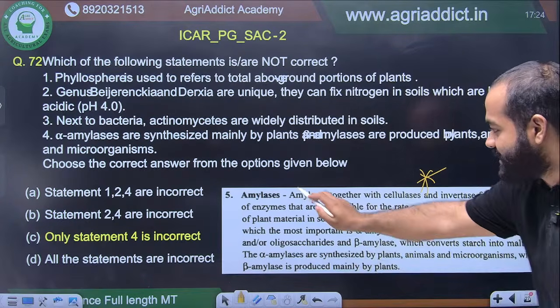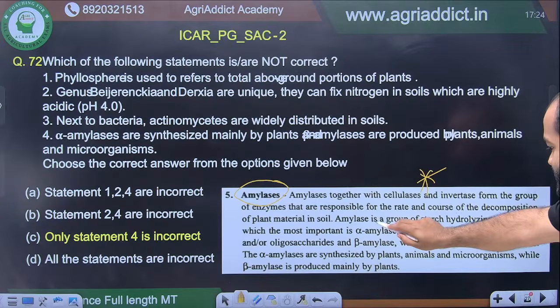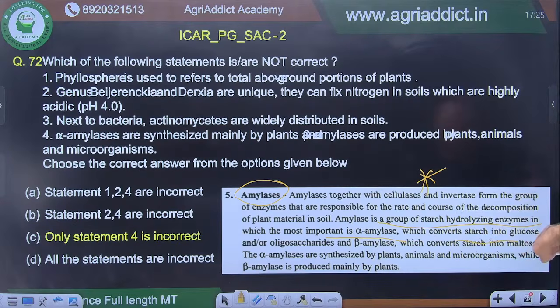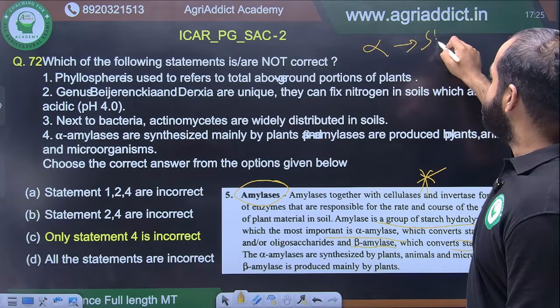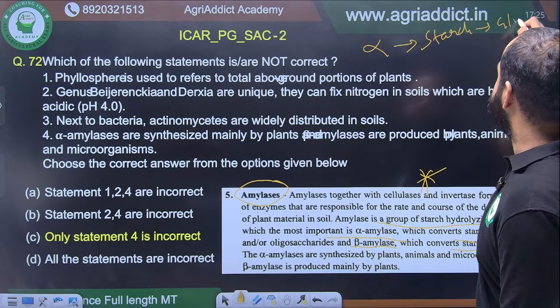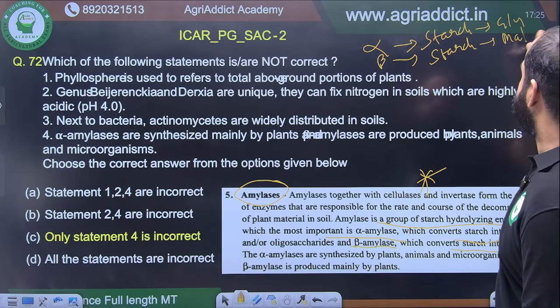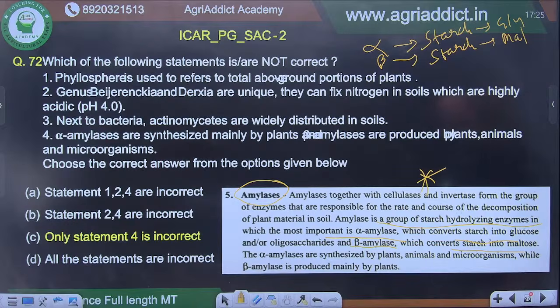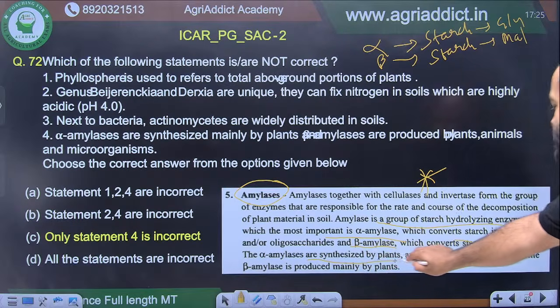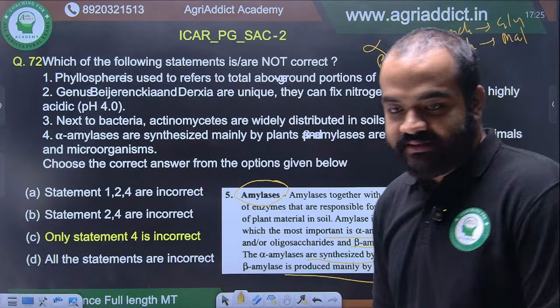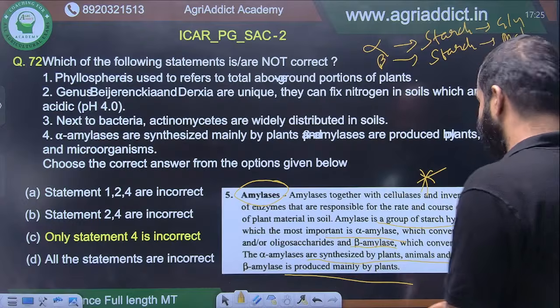So here you can see in the amylase enzyme, it is written amylase is a group of starch hydrolyzing enzyme, which is most important is alpha amylase, which converts starch into glucose, and beta amylase, which converts starch into maltose. This is also important. You should remember, alpha converts starch into glucose and beta converts starch into maltose. All right. The alpha amylase are synthesized by plants, animals, and microorganisms, while beta amylase is produced mainly by plants. This is a very important part. All right. Remember this.